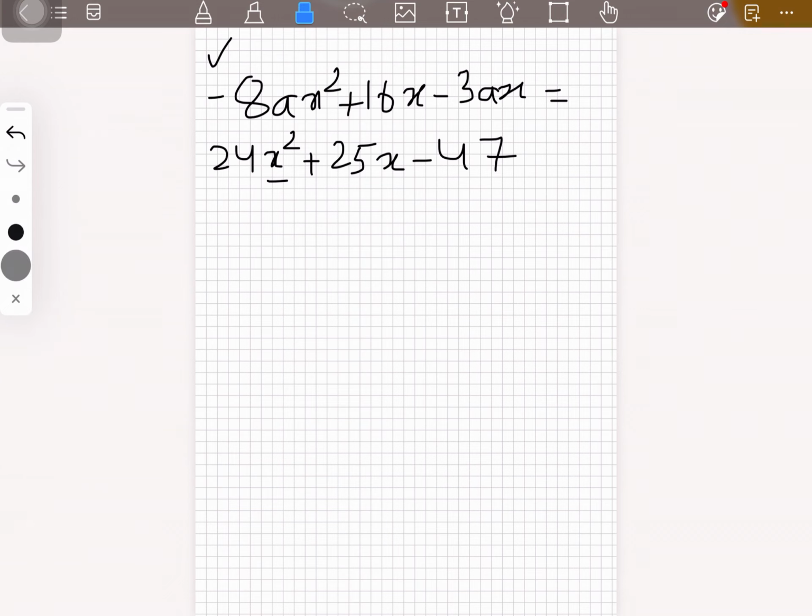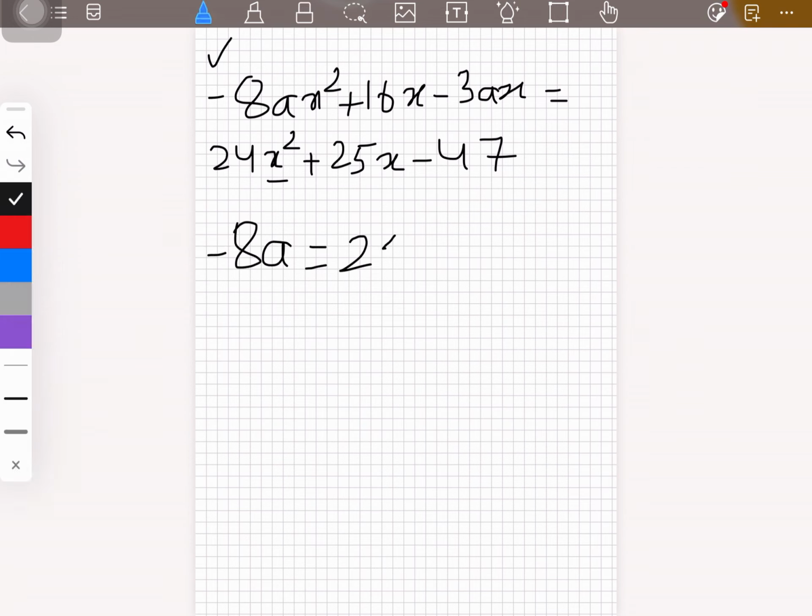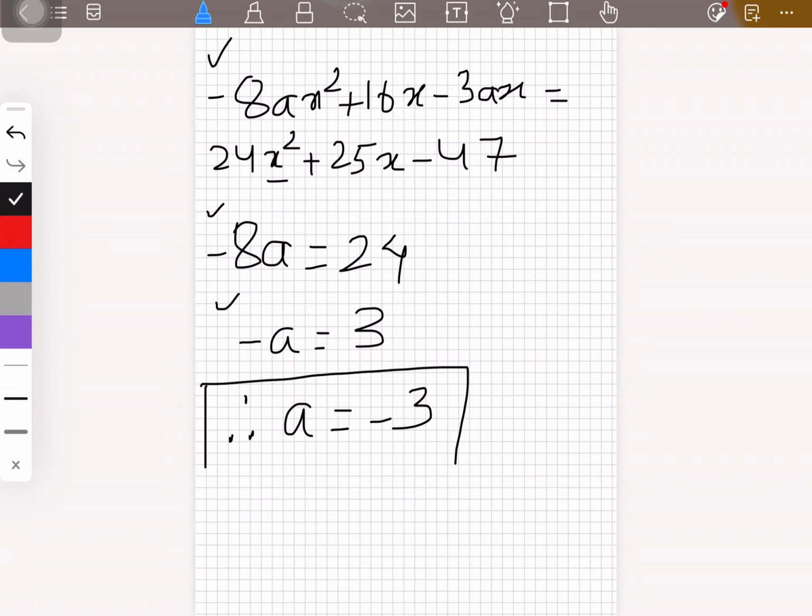So when you equate the coefficients, then minus 8a is equal to 24. That's what you get. And then minus a is equal to 3, isn't it? And that way, therefore, a is equal to minus 3. This is what we get. So this is the answer we get.